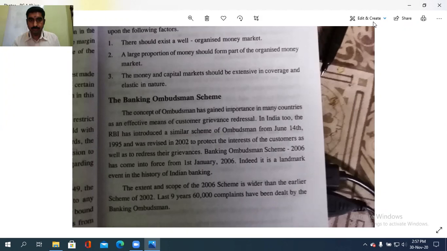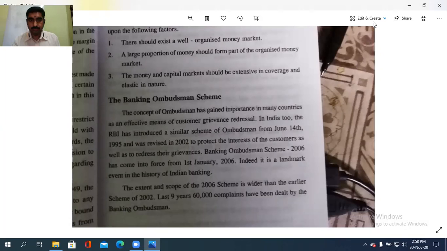In India too, the RBI has introduced a similar scheme of ombudsman from June 14th, 1995, and it was revised in 2002 to protect the interest of the customers as well as to redress their grievances, to solve their problems.